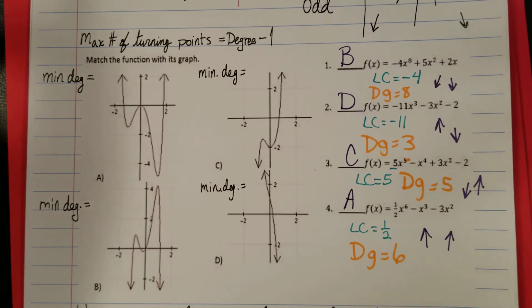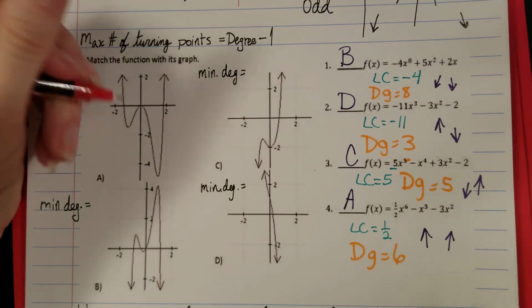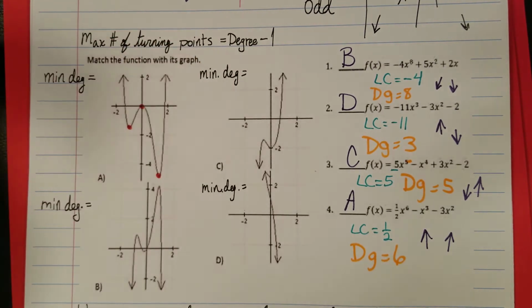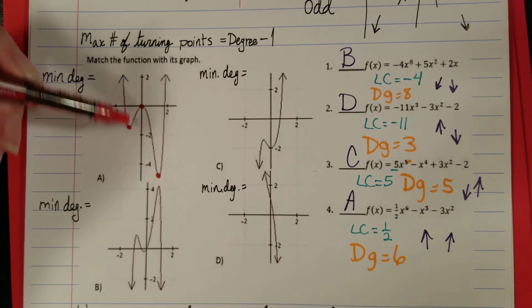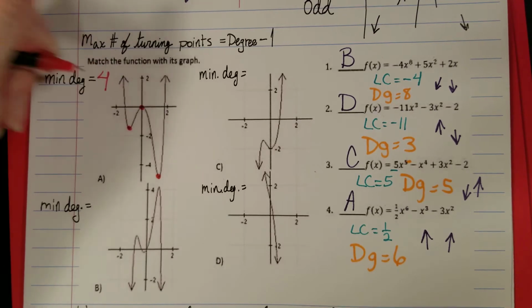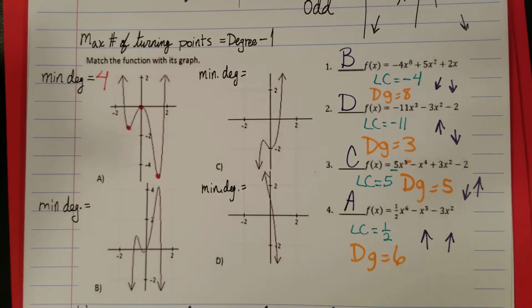Okay, so that means that we can also determine the minimum degree by taking the number of turning points and adding 1. Okay, and that will give you the minimum degree. So let's see. For graph A, it has 1, 2, 3 turning points. Those are the points where it changes direction. So that means that the minimum degree this could have is 4, just based on that.